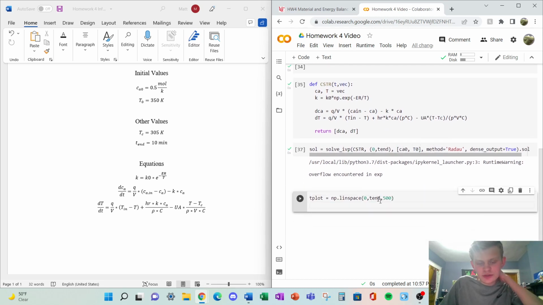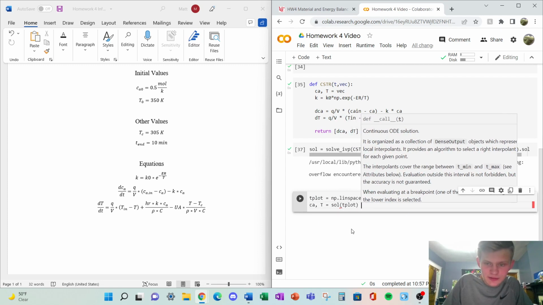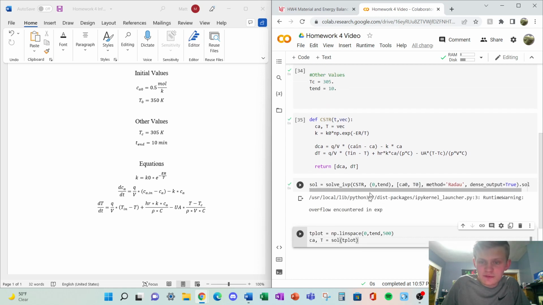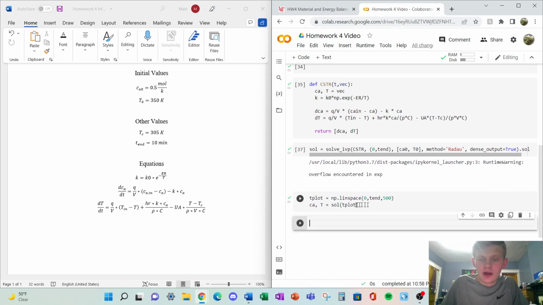And the next thing we want to do is call our concentration and our temperature functions again, using our solve IVP, our integration function. So we're going to use our integration function and put in our tplot, what we have from here. This will then use our tplot values in our integration function, and then this integration function will take its values and put them through our function to create a list of values we can use in our plots.